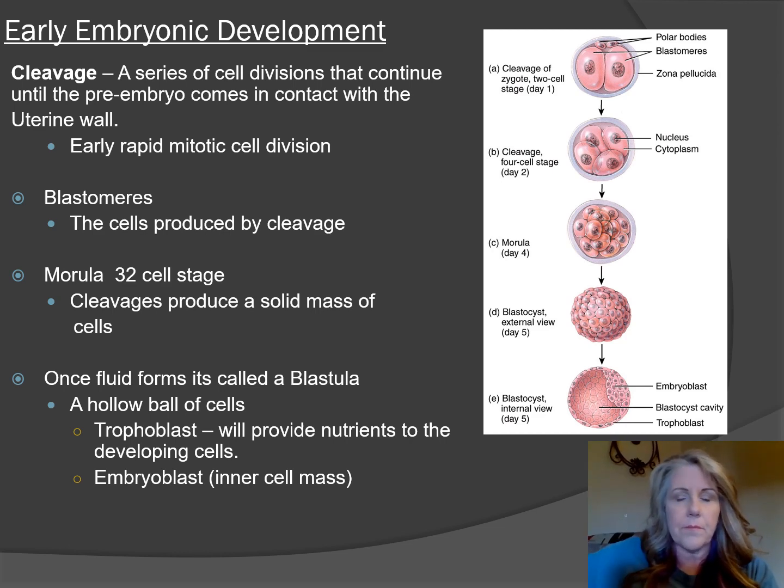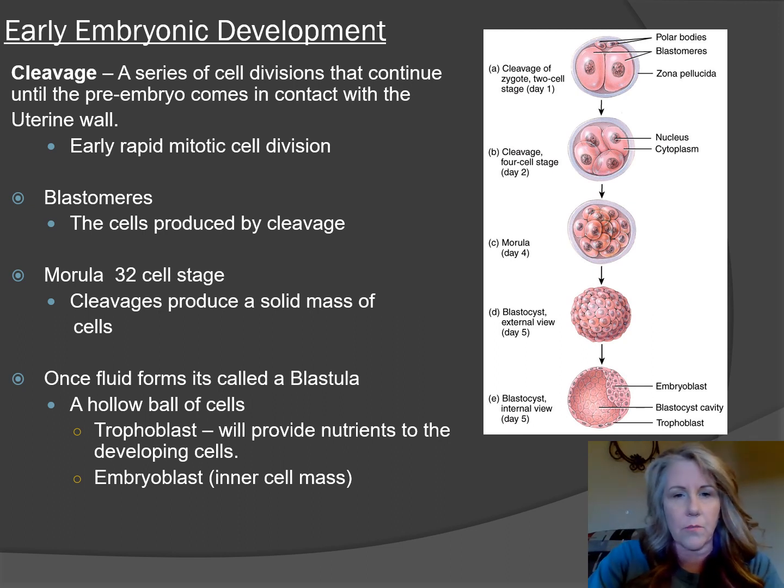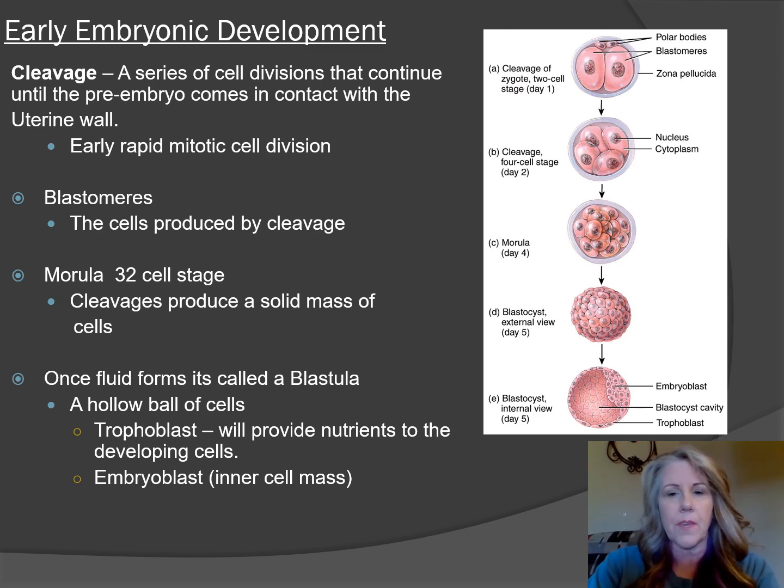Now, when you have that cell division, each cell that results during the series of divisions, we call these blastomeres. So blastomeres are the cells that are produced by the cleavage. Right above me, I do have a picture for you to follow along with while I talk about these different cell stages. Cleavage really starts on day 1 after fertilization. Day 2, we're getting the 4-cell stage. And these cells that are produced by the cleavage are called blastomeres.